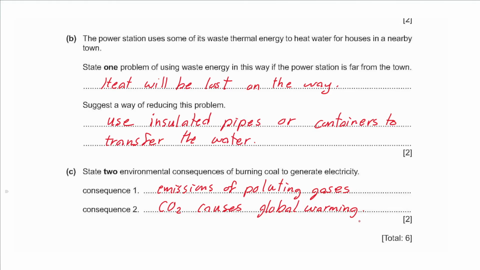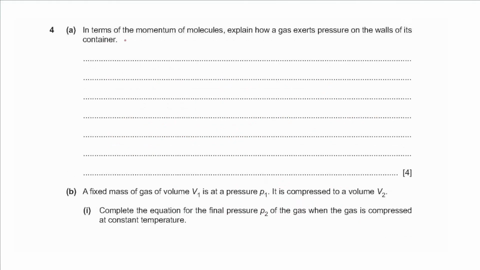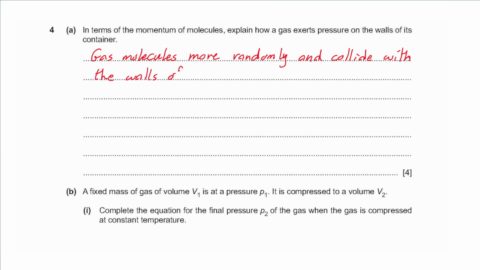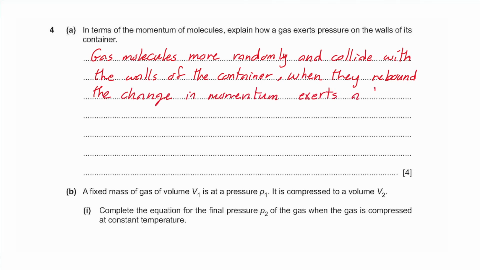Question 4a says, in terms of the momentum of molecules, explain how a gas exerts pressure on the walls of its container. First, we say that gas molecules move randomly and collide with the walls of the container. When they rebound, the change in momentum exerts a force over the area of the container walls, and that's what causes the pressure, because change in momentum over time is equal to the force, and force over area is equal to pressure.